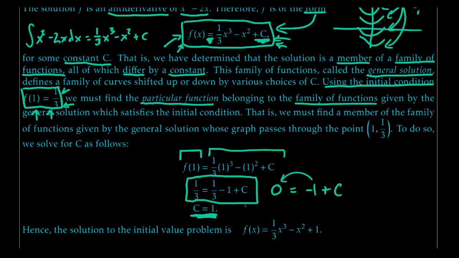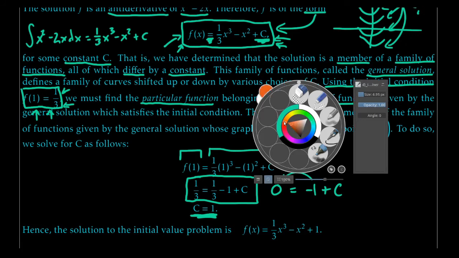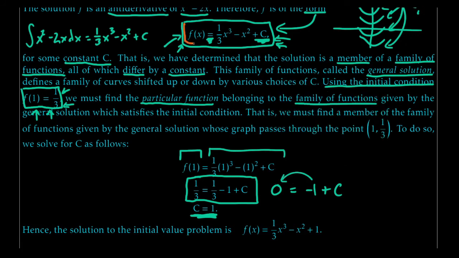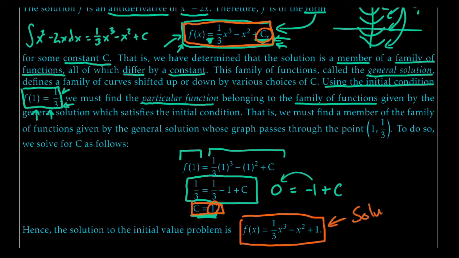Is this the solution to the whole problem? No. This is the piece we need to get a solution to the whole problem. That is, we're going to take this candidate, this general form, and we're going to specify the particular solution using this extra piece of data. That is, we're going to replace this c with 1. So, doing that, we get f of x is 1/3 x to the third minus x squared plus 1, the constant that we found. And bam, this is the solution.